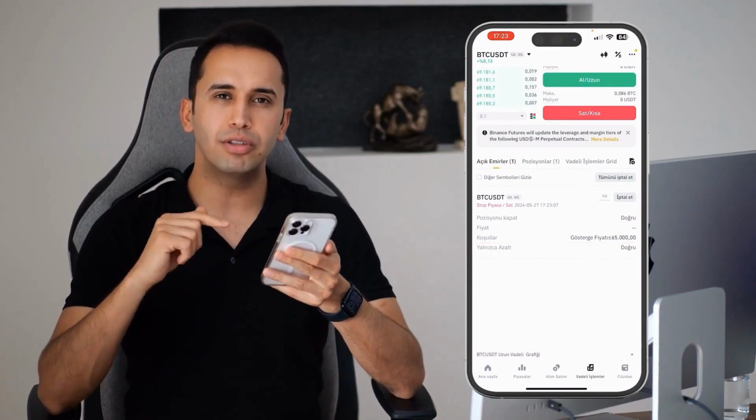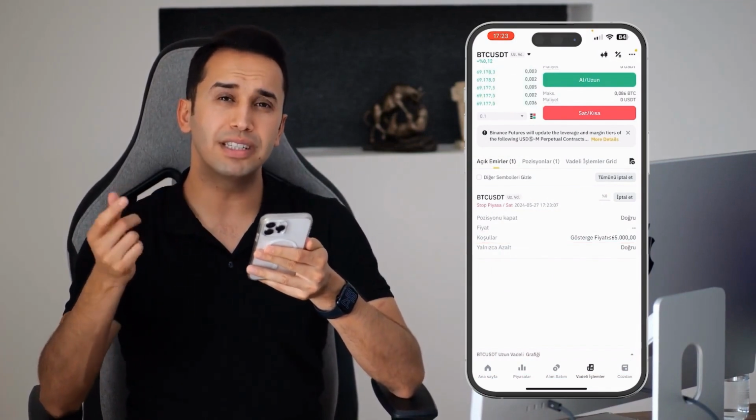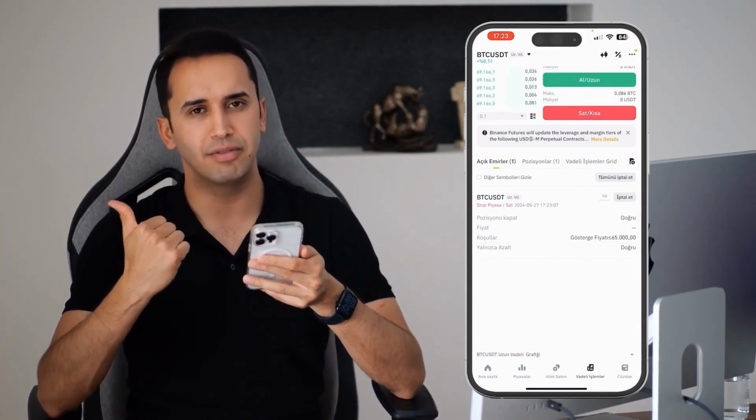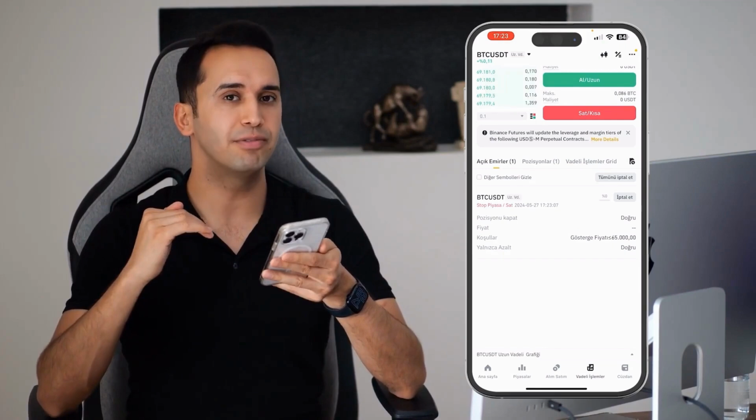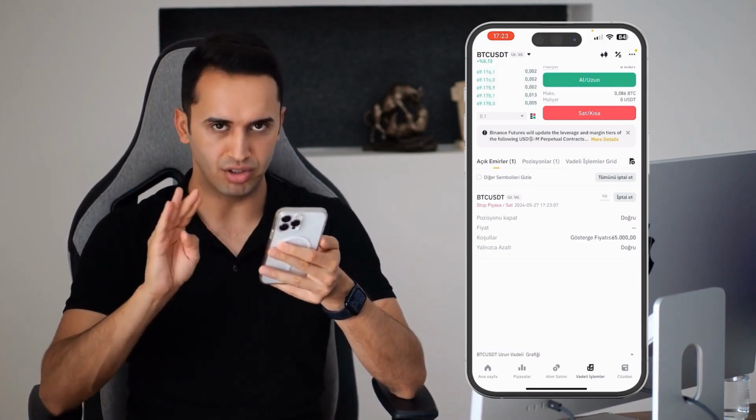Now in regular orders, we set it up like this. If it falls below 65,500, sell at 65,000. In futures, we can directly say this. If the price of Bitcoin reaches $65,000, we tell the indicator to close this position.